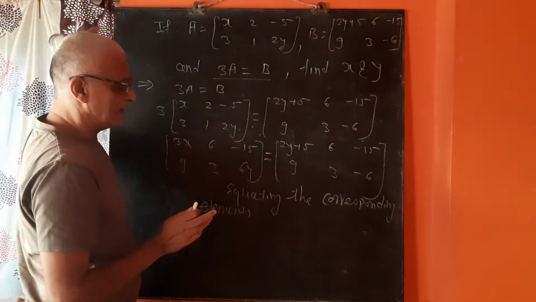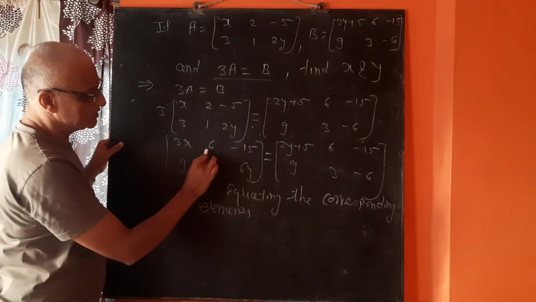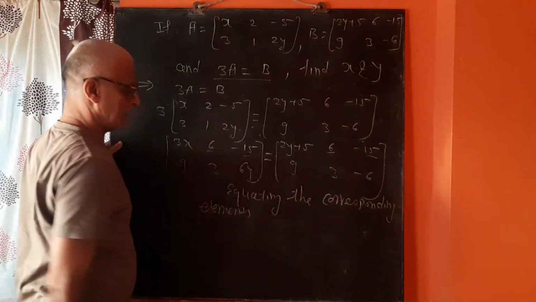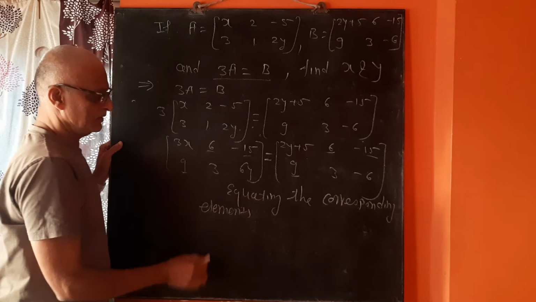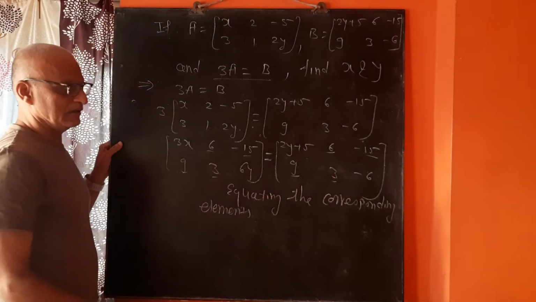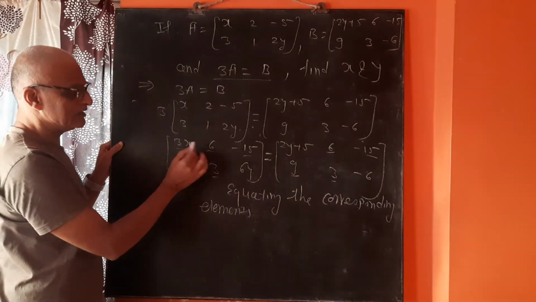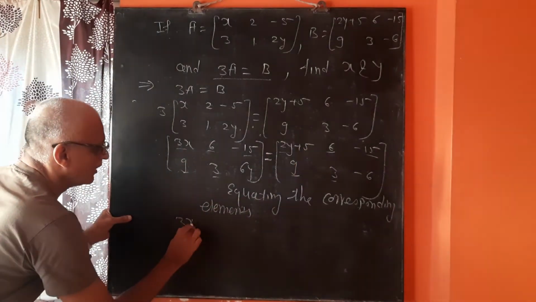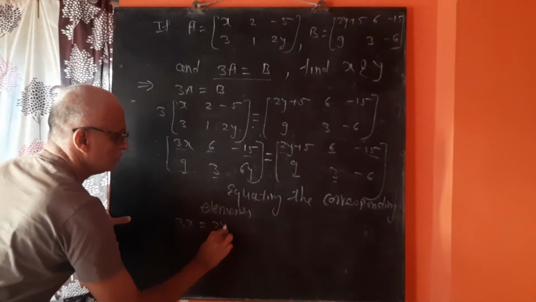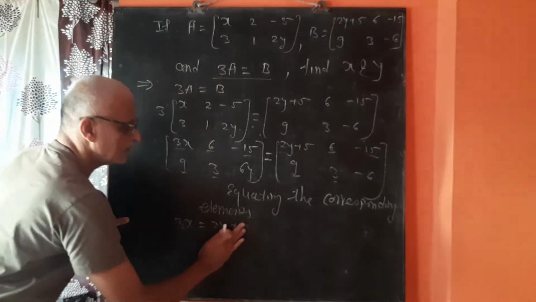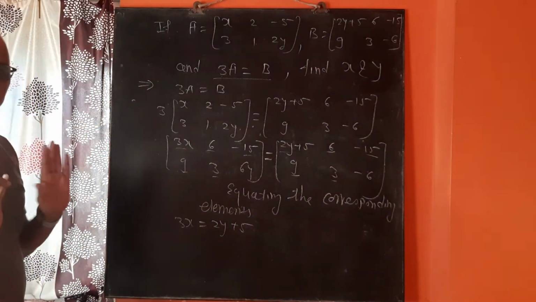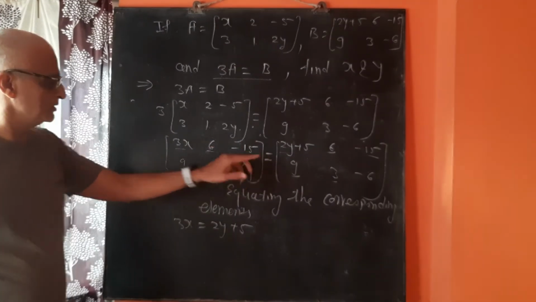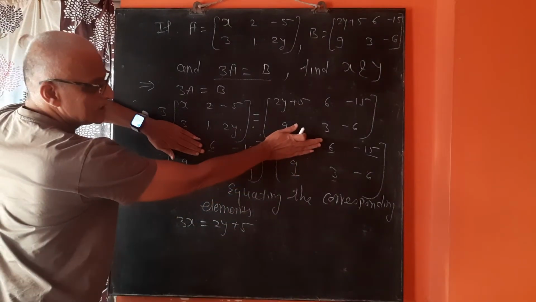Corresponding elements should be the same. Here 6 equals 6, -15 equals -15, 9 equals 9, and 3 they are same. Different ones are 3x here and 2y plus 5 here. So 3x is equal to 2y plus 5. I am saying corresponding elements are the same since the matrices are equal, or there is an equal sign between these two. So 3x is equal to 2y plus 5.